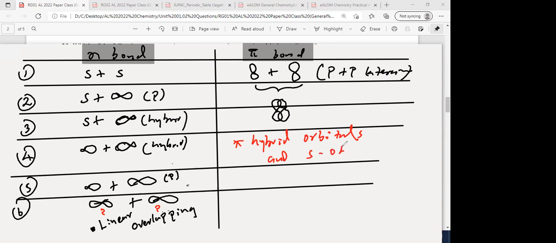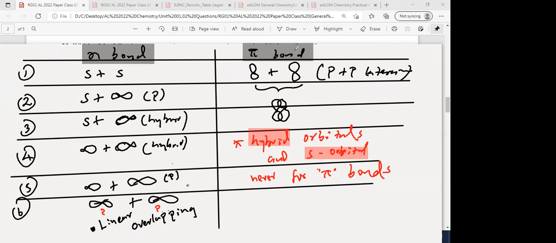S orbitals and hybrid orbitals never form pi bonds. Sorry, pi bonds, not sigma. I'll erase here. So these should be pi bonds. Again, s orbital and hybrid orbital never form pi bonds. Never. Is that clear?